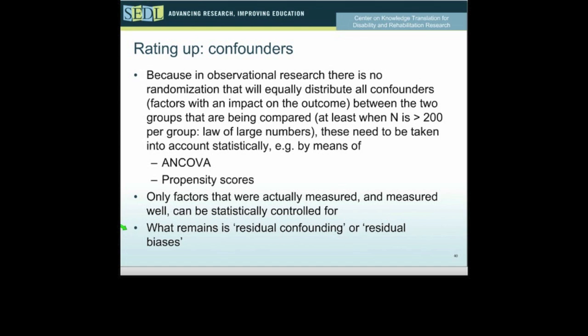The method to take care of that is by statistical control, either ANCOVA or propensity score. So there are other methods of doing that. But as I said before, you can only do that for factors that were actually measured and actually measured well. And what remains is residual confounding or residual biases.